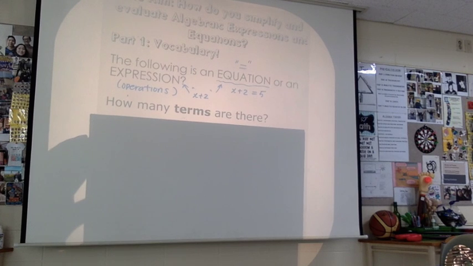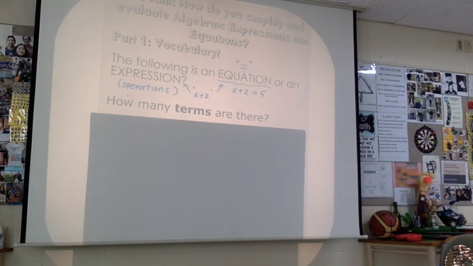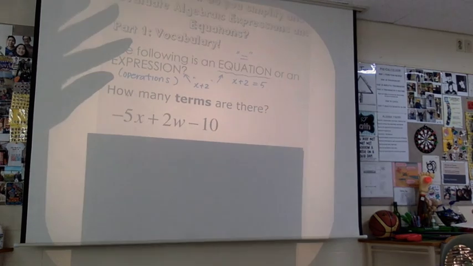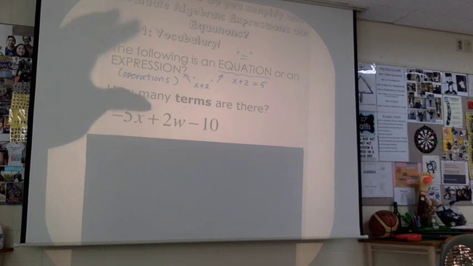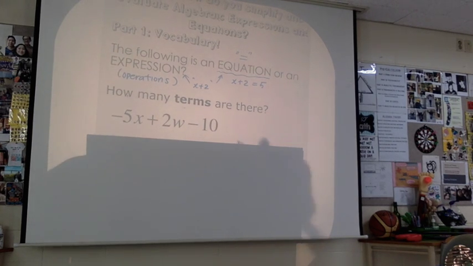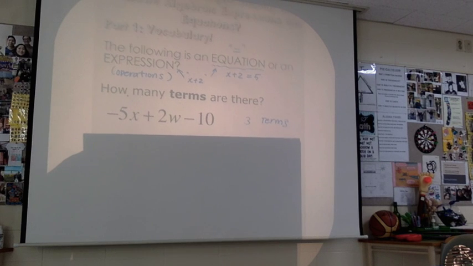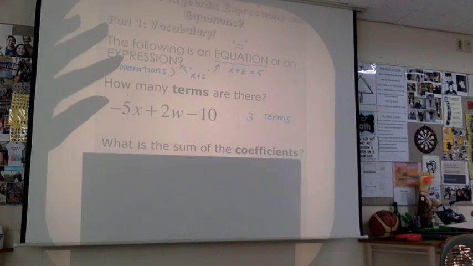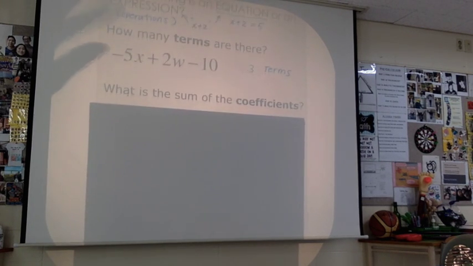How about how many terms are there? What are terms? Let's look at an example here. We have -5x + 2w - 10. How many terms is that? That's 1, 2, and 3. That's 3 terms. This is a constant, but this is actually still 3 terms.